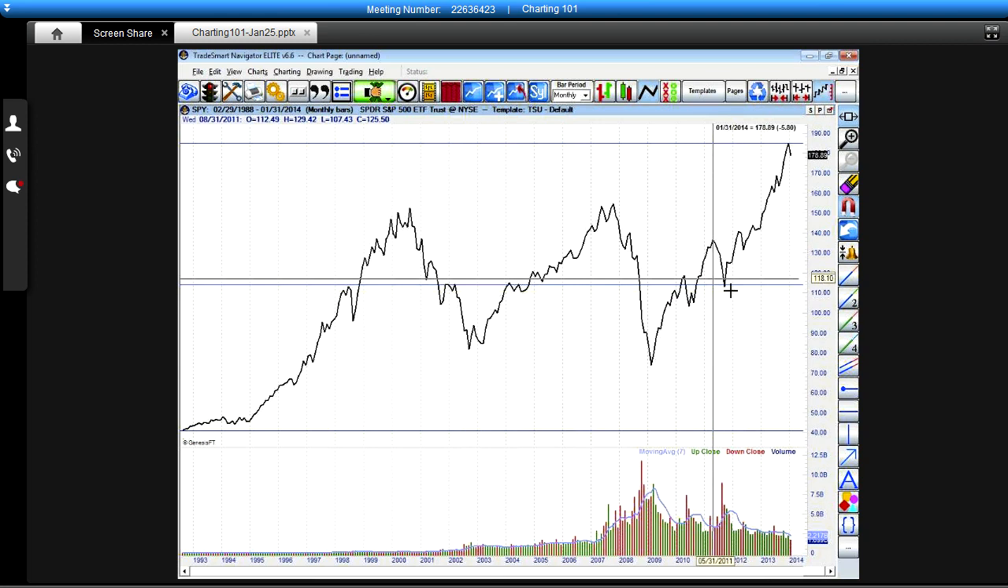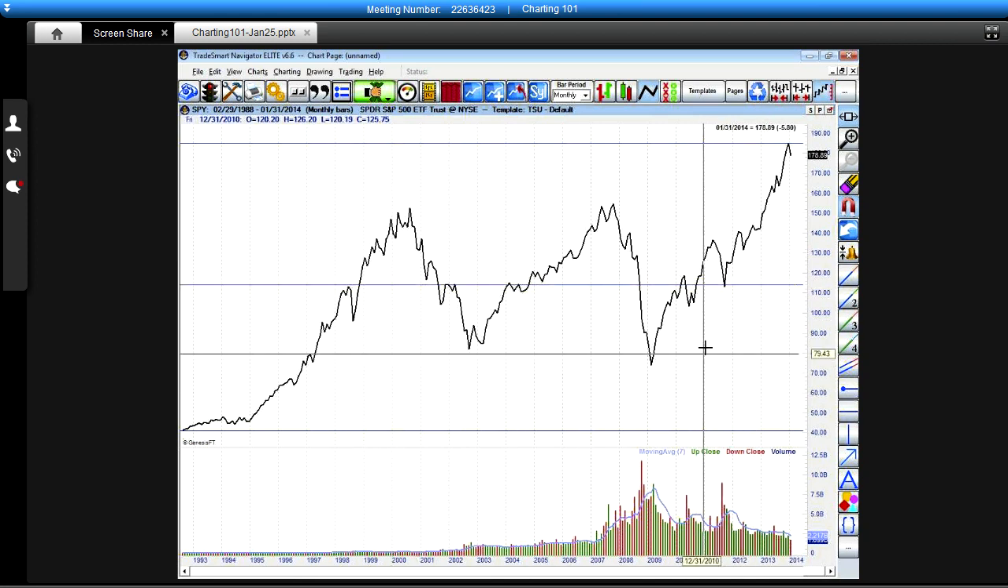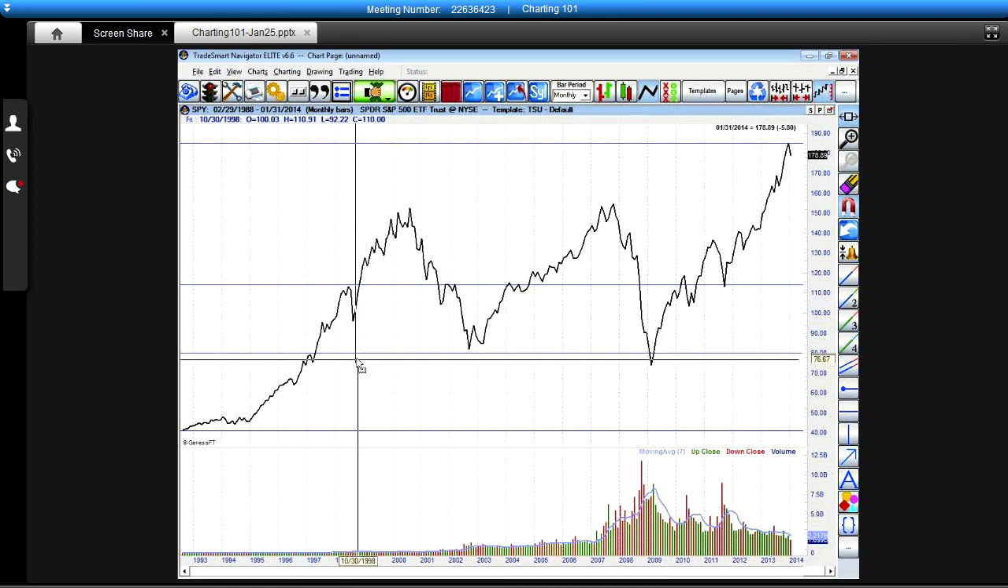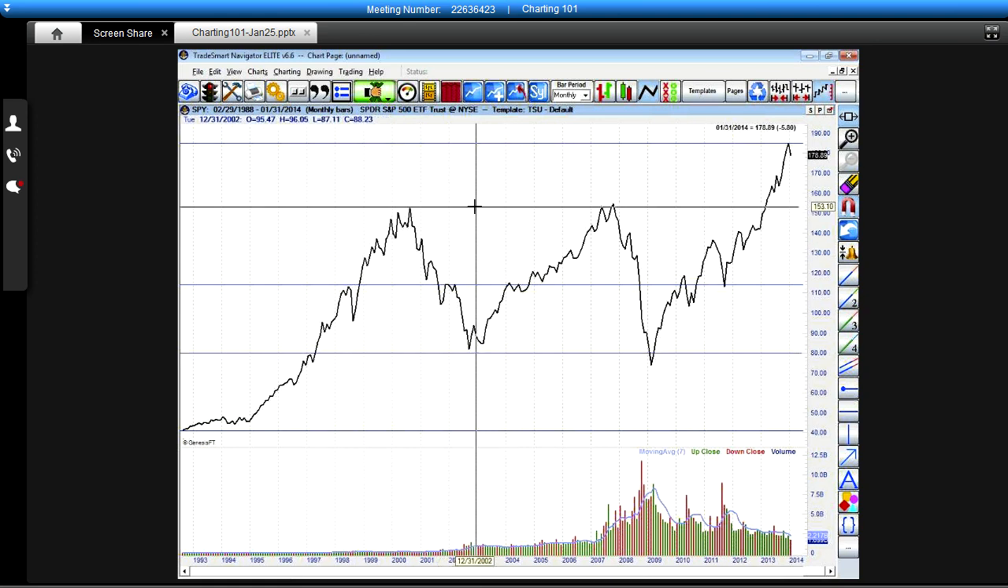And you can see that over here, years later, it bounced right off that same support and that same line. So it was resistance over here, but it became support over here. Here's another one that's kind of close with these two. There's one there.